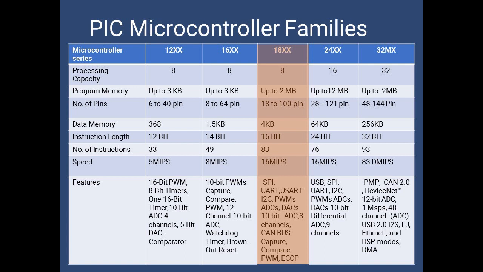Now, in the case of 12 series, from 6 to 14 pins are available, and from 16F series the device can have from 8 to 64 pins. In 18 series, we can have a pin count from, let us say, 18 to 100, and for 24 it is from 28 to 121. Whereas in case of 32 series, the count can vary from 48 to 144.